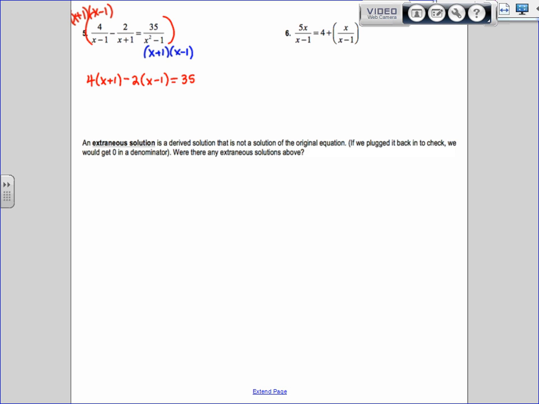So I have 4x plus 4 minus 2x plus 2. A lot of people will forget the plus 2. Don't forget you have the negative 2 that is multiplying into both of them. All right, equals 35. So we get 2x plus 6 equals 35. Subtract the 6, I get 29. Divide, I get x equals 29 over 2. And that's our solution.